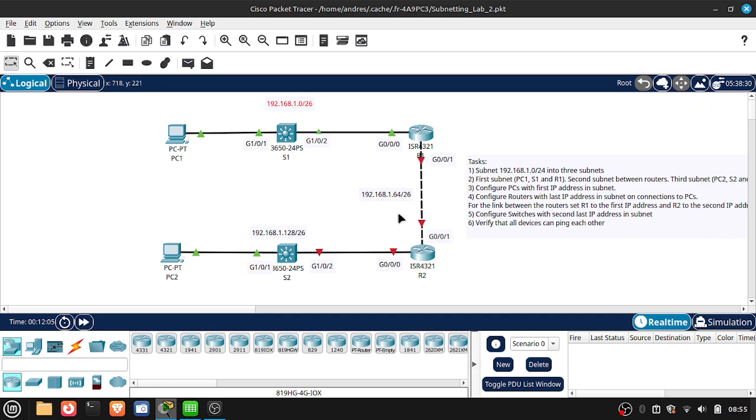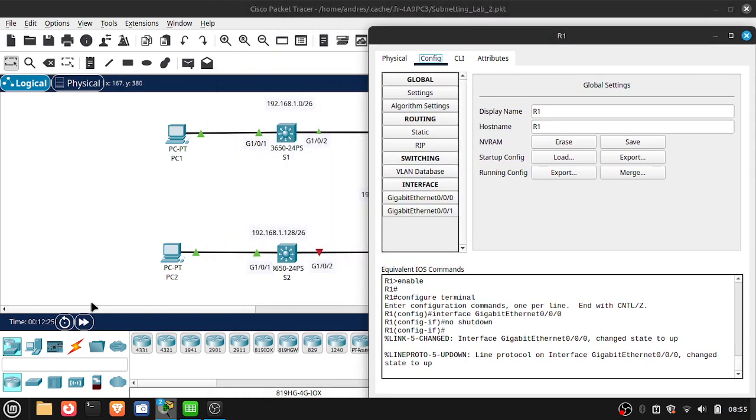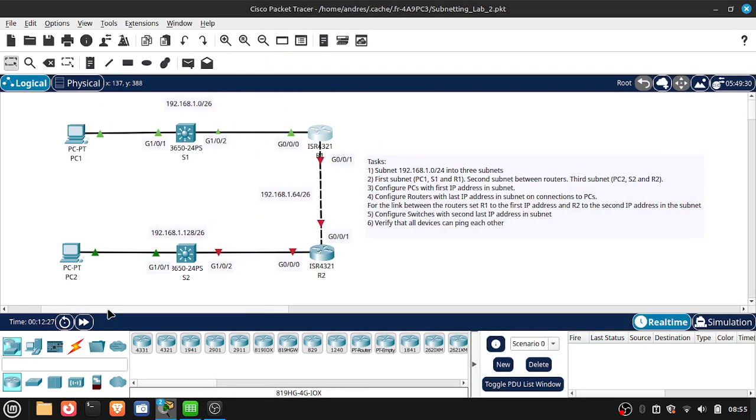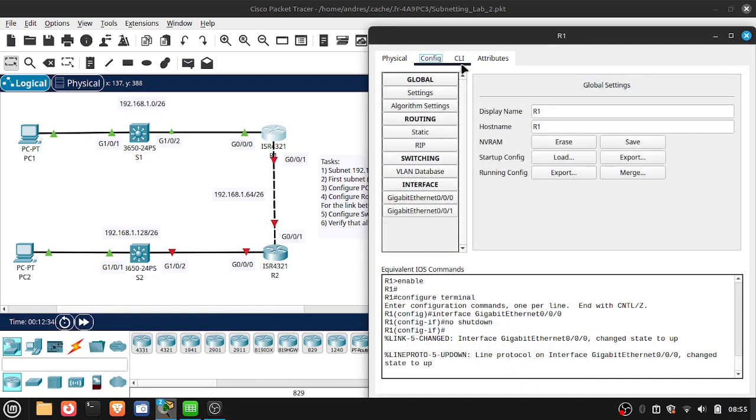I think we are going to have to do some routing between these 2 routers, and the only routing that we know is the static routes. But first we're going to do this local area network. We're going to the router, and I'm going to put this to the right, CLI.